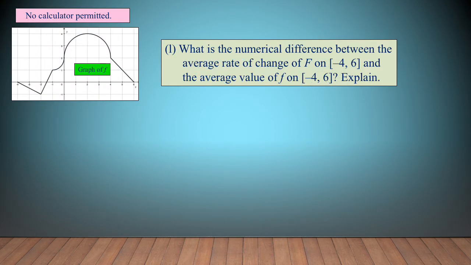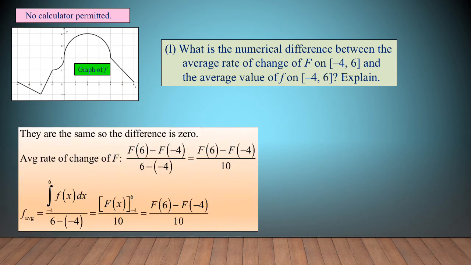Question L asks, what is the numerical difference between the average rate of change of capital F on -4 to 6 and the average value of little f on the interval -4 to 6, and explain. In a way, this is kind of a trick question because these are the same entities, so the difference is 0. Students get these terms confused all the time.